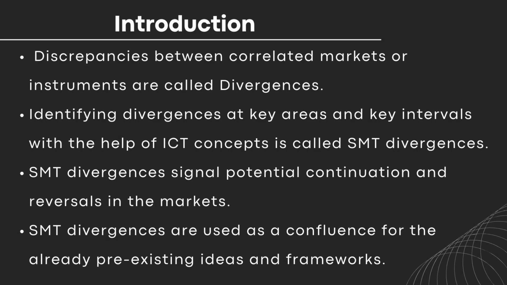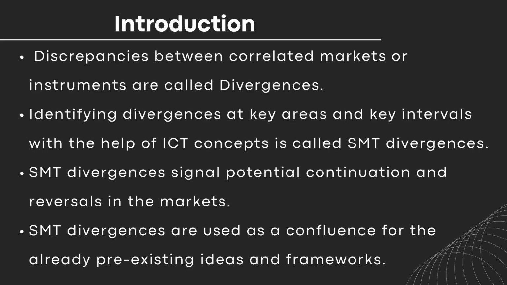So let's start. First of all, we have to be familiar with what a divergence actually is. Discrepancies or changes in structure between correlated markets and instruments are called divergences. A divergence is basically a difference and discrepancy in market structure and order flow between two closely correlated assets. This is what we call a divergence. When we are actively identifying these divergences, discrepancies and variations at key levels and intervals, that means we are using SMT divergences.